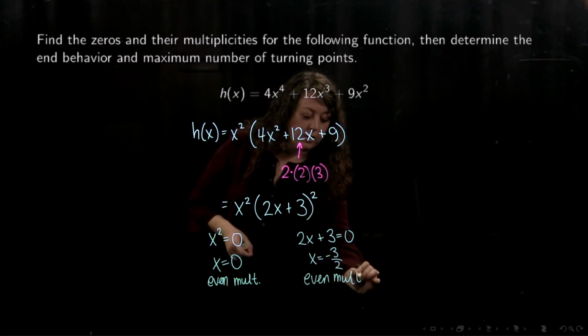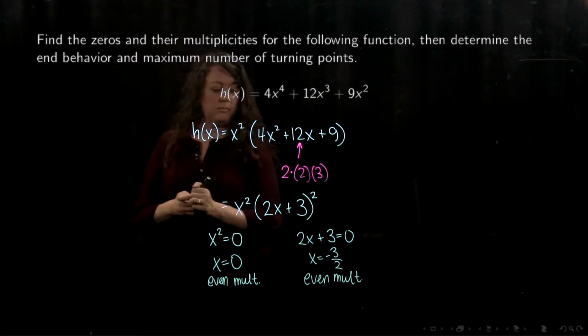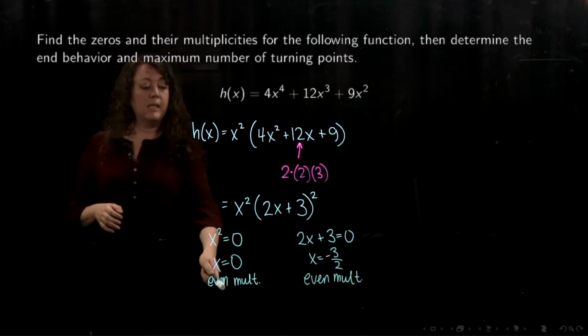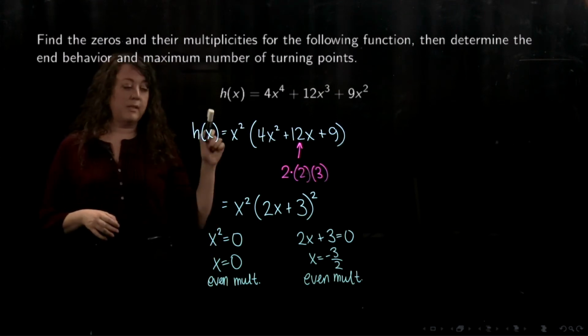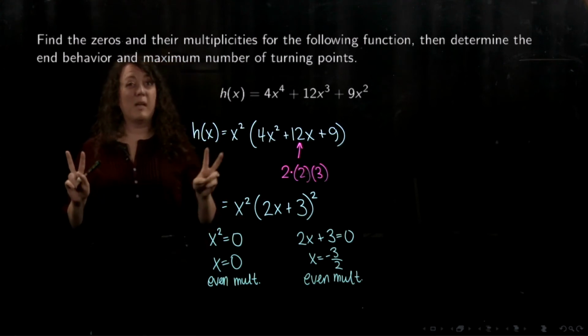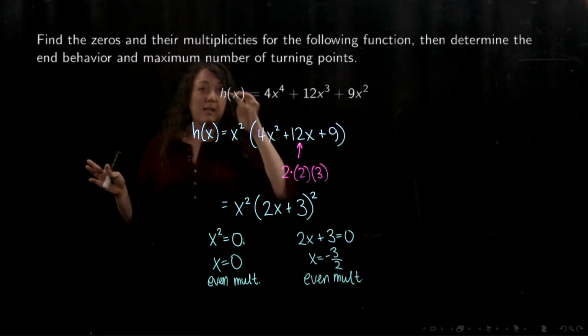All right, I've told y'all before I care a lot about graphs. So what does this say about the graph? Even multiplicity means it's bouncing off at 0. Even multiplicity means it's bouncing off at negative 3 halves. We have a double bounce. We never are crossing through the x-axis.